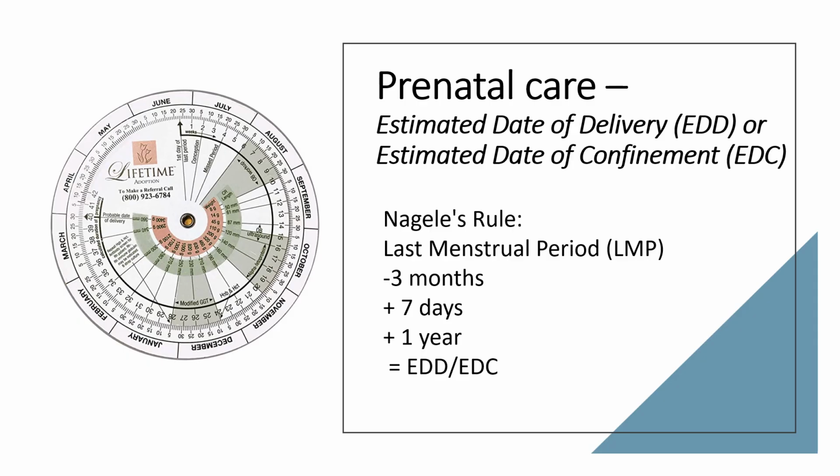Naegele's rule. So what we do is we subtract. You may see different formulas. The easiest one for me to remember is I think about 365 days in a calendar year. So 365. So what I do is I use 371. So we subtract 3 months, we add 7 days, and we add 1 year based on her last menstrual period. That will give you your estimated date of delivery.